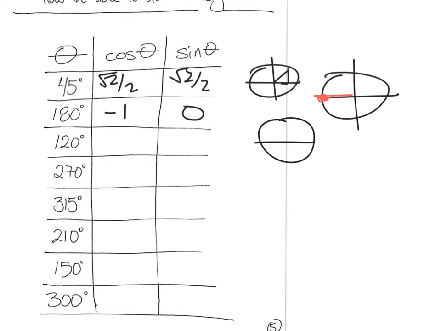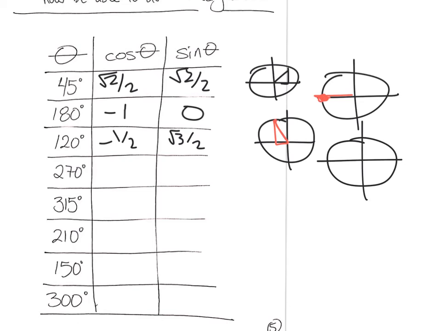120 degrees, that's 30 more than 90. So it'd be like this. So it looks like our cosine is negative 1/2 and our sine is root 3 over 2. 270 is right here. So it looks like we have an x-coordinate of 0, y-coordinate of negative 1. So cosine is 0 and sine of 270 degrees is negative 1.